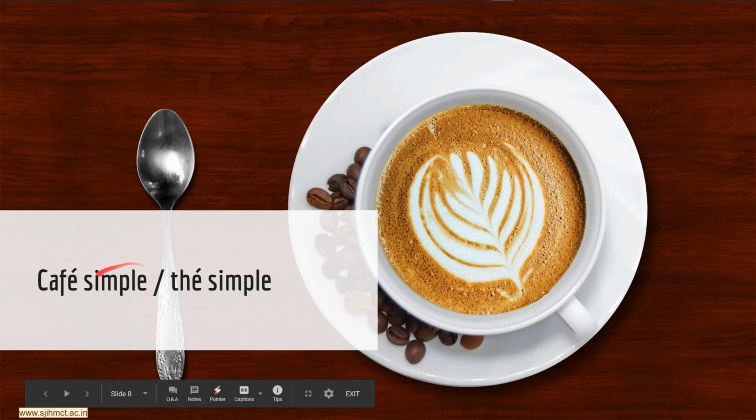Next category of breakfast is called café simple or thé simple. Here simple means simple. As the name suggests, there is no meal served along with this. It is purely either coffee or tea simply served. Hence the name café simple or thé simple.